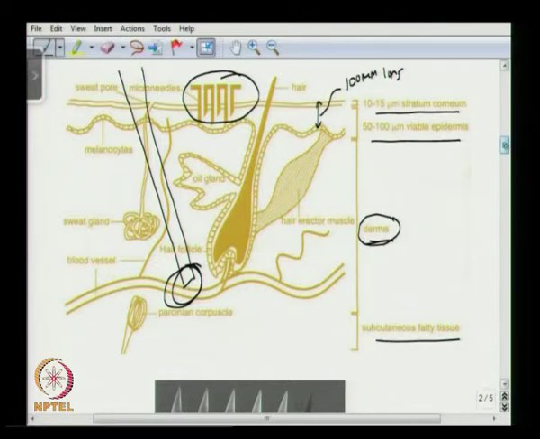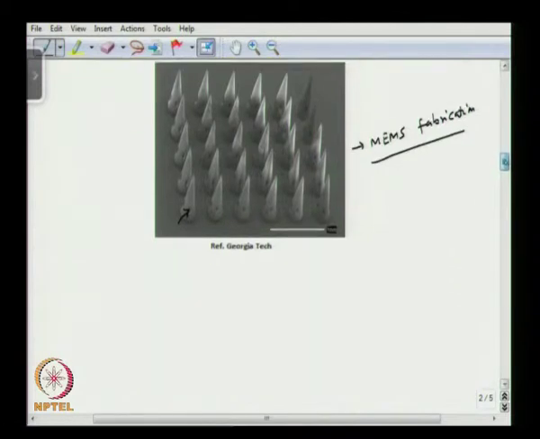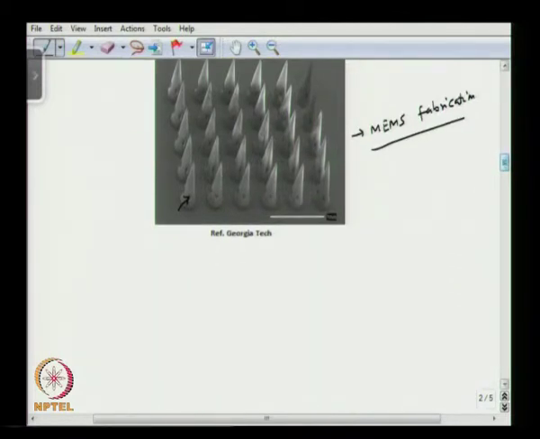Okay. Now, here we look at one example of microneedles which has been developed at Georgia Tech. So, these microneedles have been fabricated using MEMS fabrication. Okay. And as you can see, these are pointed structures which can pierce into the skin, and there are some openings as you can see here, through which the drug can come out. Okay. So, first let us look at why we use microneedles.